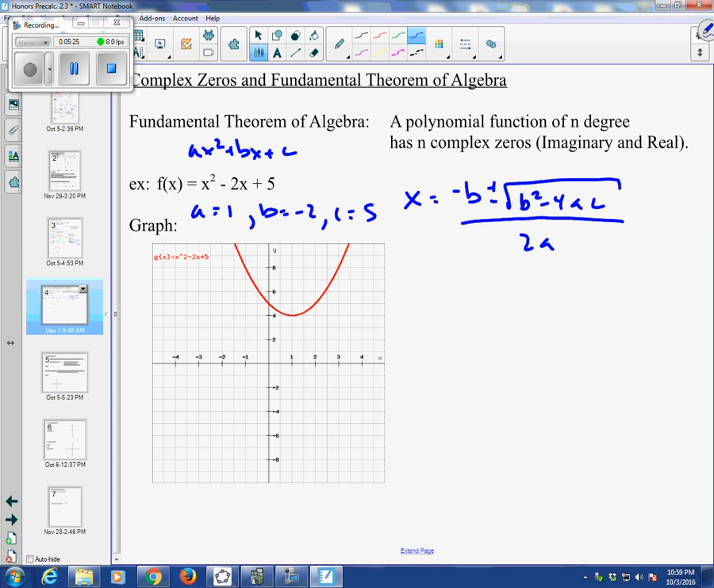Right here, what I want you guys to do is to go ahead and find the zeros of this quadratic using the quadratic formula.